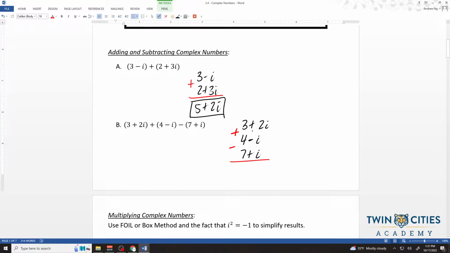Now I can go straight down, keeping in mind to always do our operation that's to the left. 3 plus 4 is going to make 7. 7 minus 7 will be 0. So I've got 0 here. 2i plus -i, that's going to take out an i, just being a single i, and then subtract another i. That's going to be 0 plus 0i, or just 0.